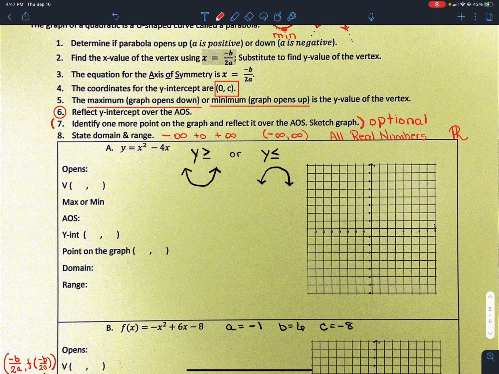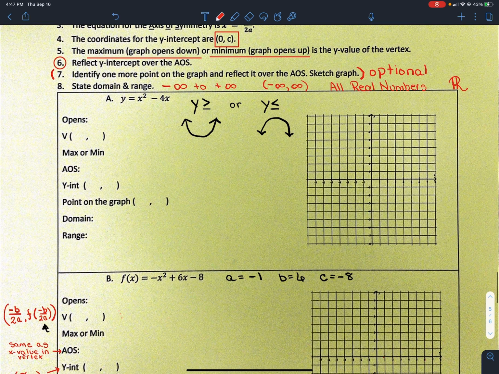Step 7 here, identify one more point on the graph. I'm going to call that optional. Sometimes it asks you to find another point. Today in class I did not ask you to, so I'm going to cross that off. However, it is there where you could pick any other x value, substitute it into the equation, and you would find that extra point. Okay.